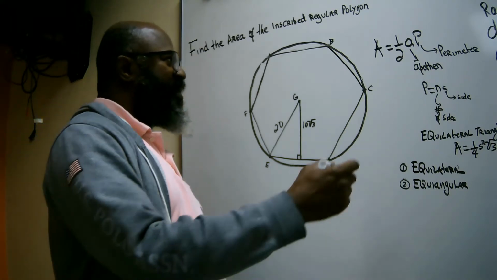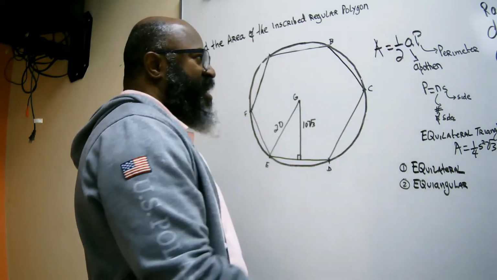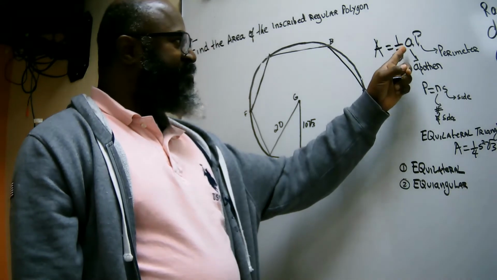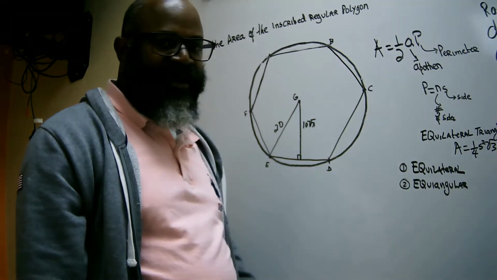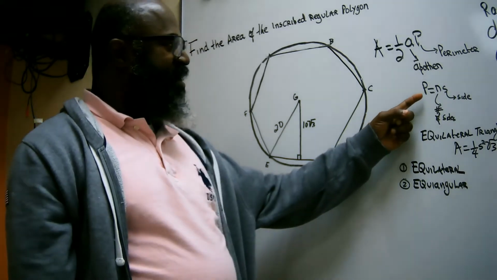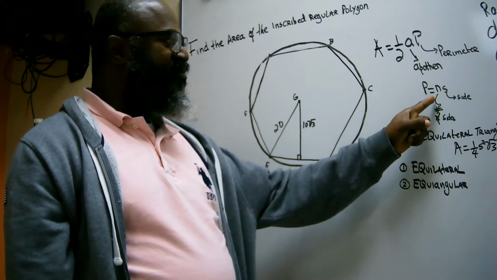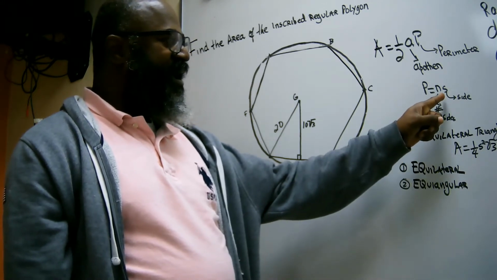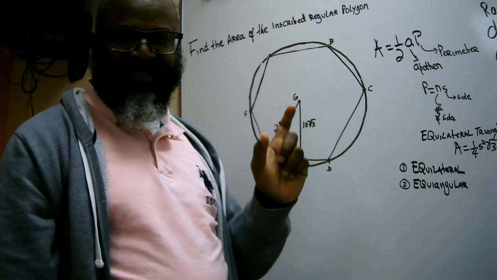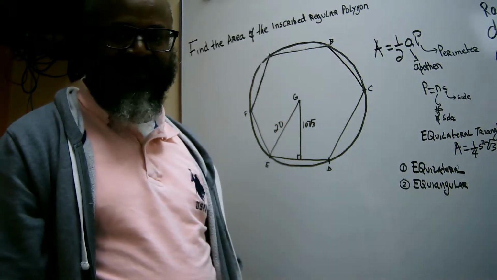So we have a formula for finding the area of a regular polygon. It's 1/2 AP. A is the apothem and P is the perimeter of the polygon. To find the perimeter, P equals N times S. N is the number of sides, and S is one side. If you know one of the sides, you multiply by N. That will give you the perimeter.